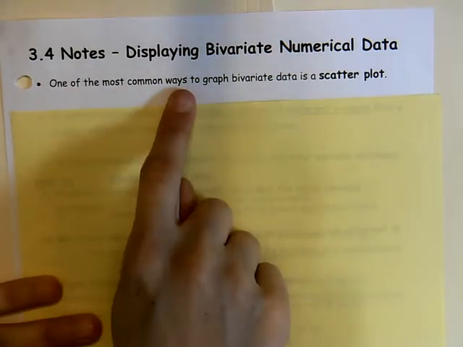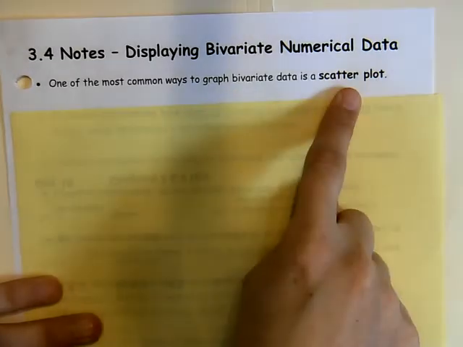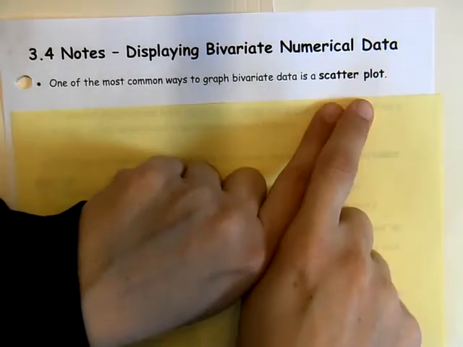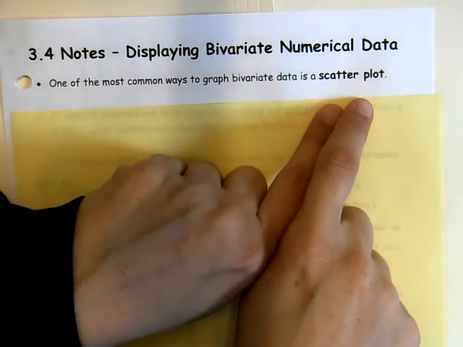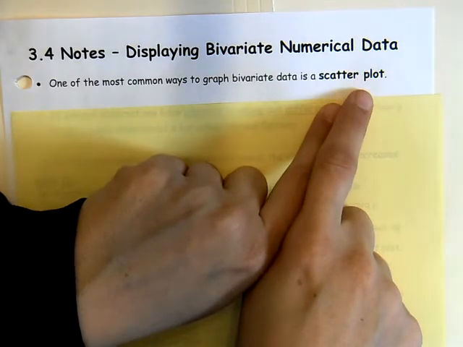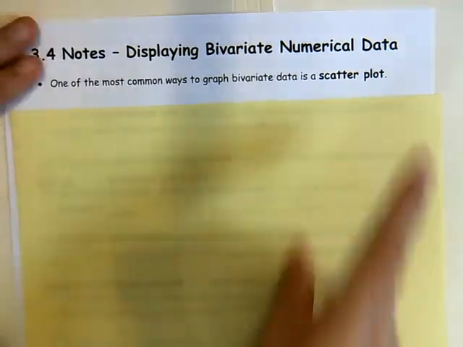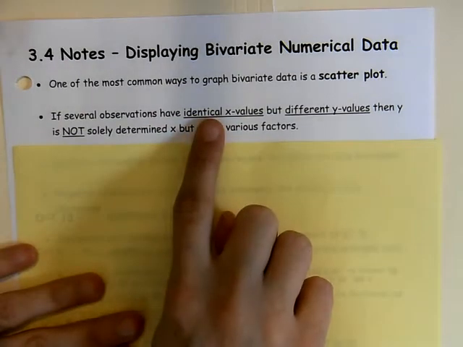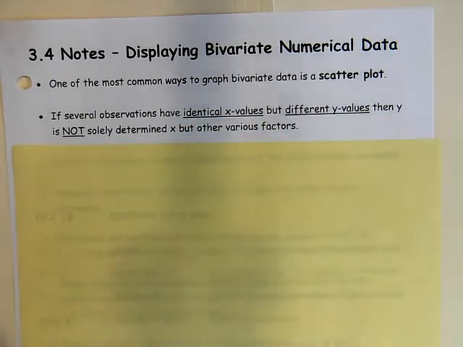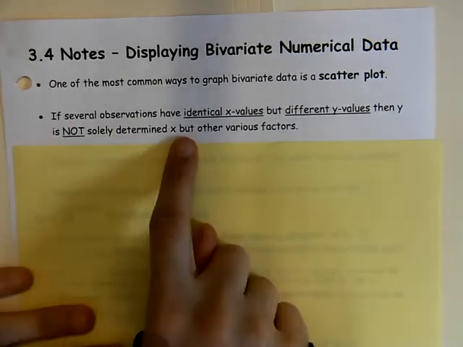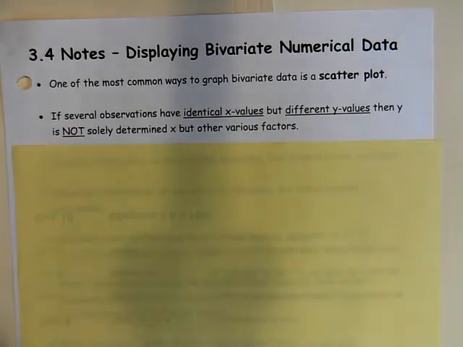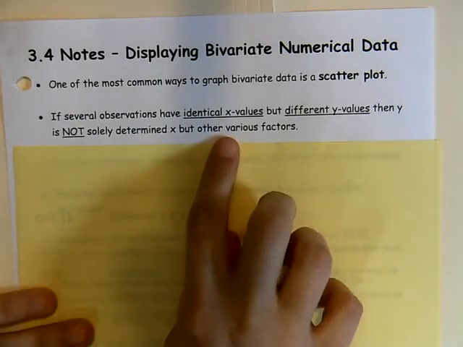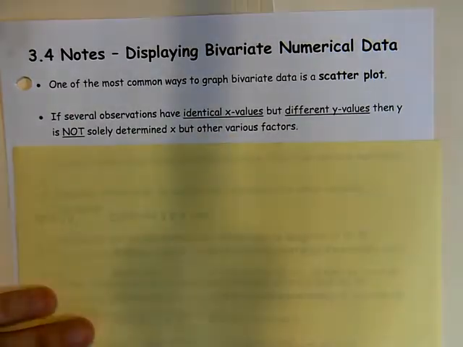One of the most common ways to graph bivariate data is a scatter plot. We're really going to get into scatter plots in Chapter 5, but this is just an intro. If several observations have identical x values but different y values, then the y is not solely determined by the x, but by other factors. Again, we'll talk about that a lot in Chapter 5, but it's like having two dots on the same line.